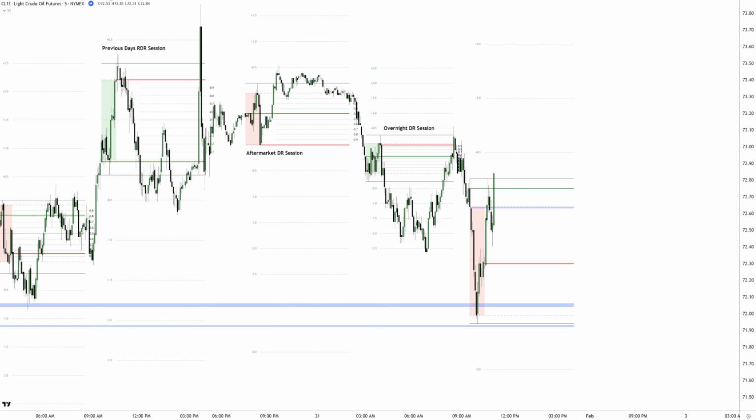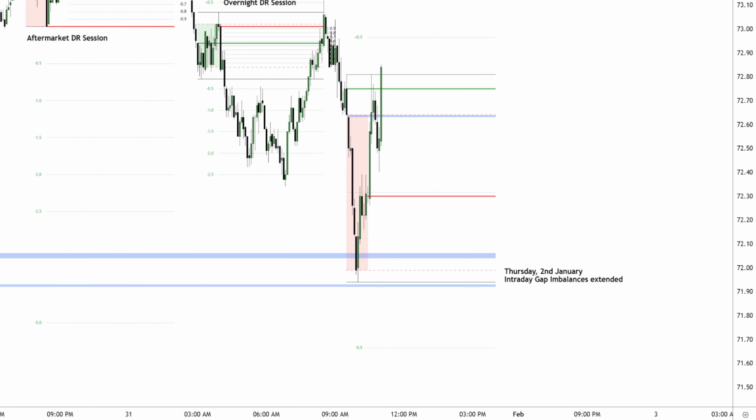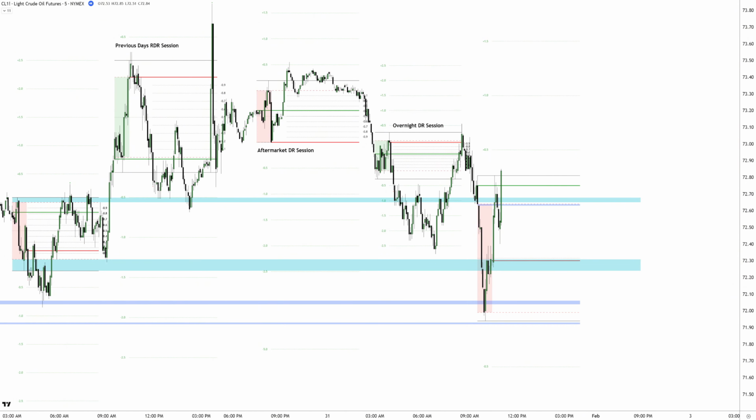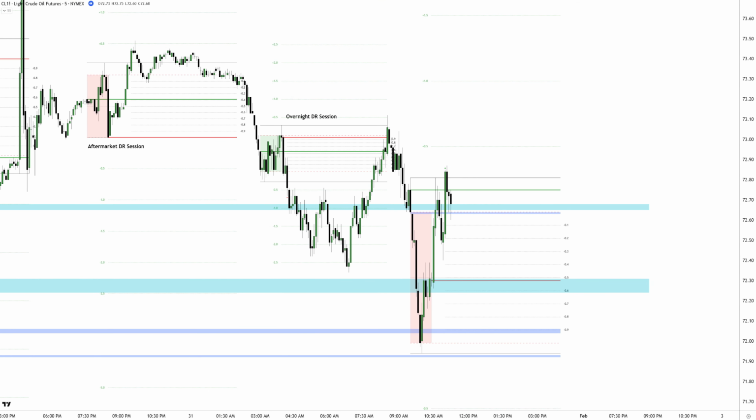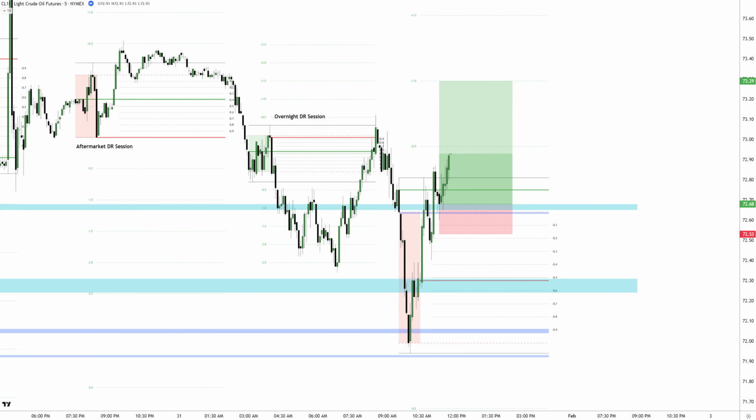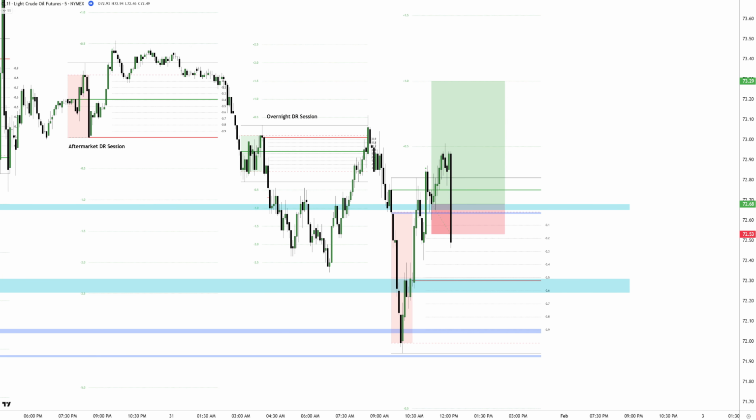Looking at additional confluences, 3 intraday gap imbalances lined up within the session, with the lower ones tracing back to early January's price action. These could be toggled on and off when needed for reference. 2 previous DR session levels also aligned with the current defining range, making them critical areas to monitor. Immediately following the confirmation, price retraced back into the IDR high and a previous DR session level, showing strong rejections, a valid entry point. Unfortunately, this position would have resulted in a stop-out.